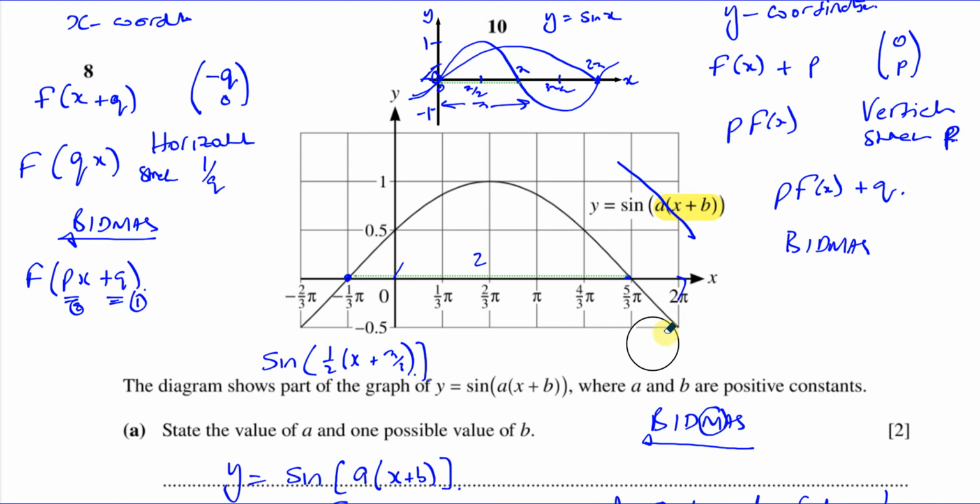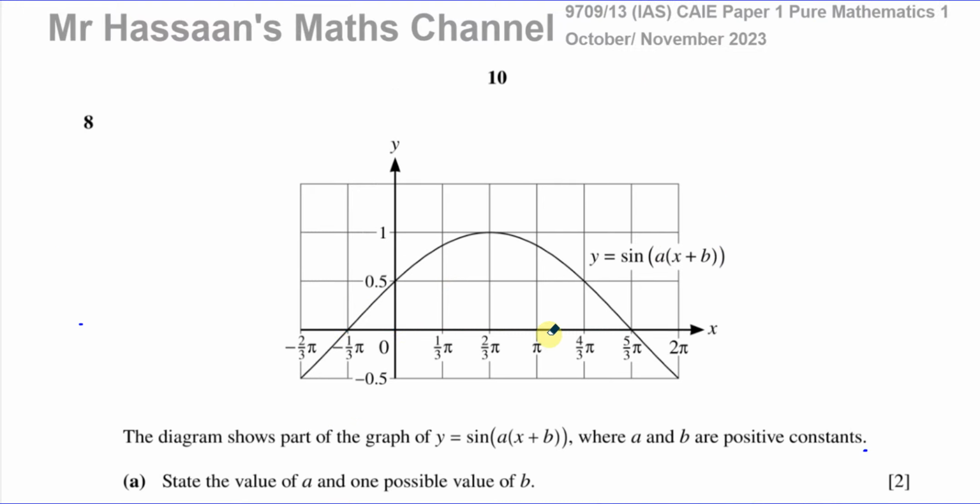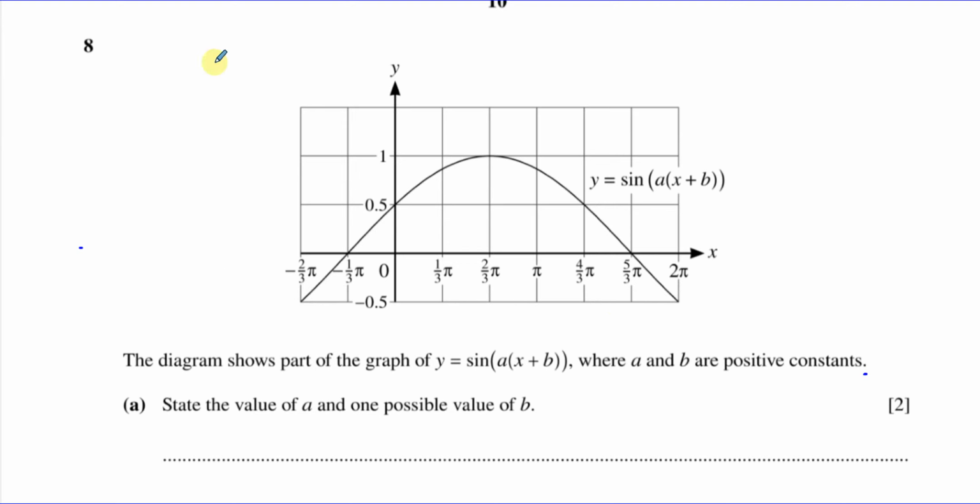All right, for part A, I'm also going to show you how to do the same question using an algebraic method. So I've got a copy of the same question on the next page. So I'll show you how to do this algebraically as well.